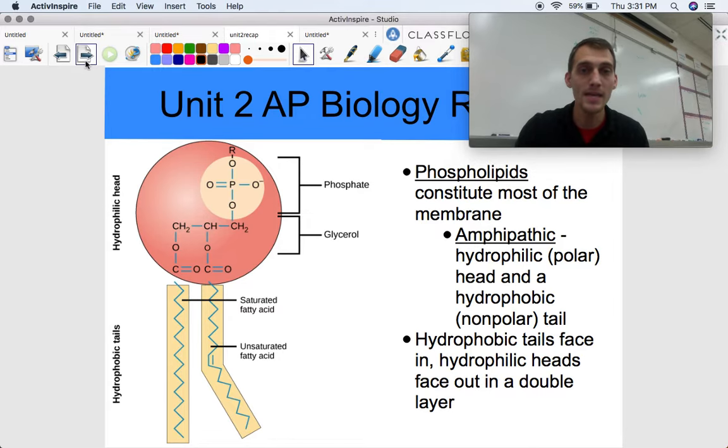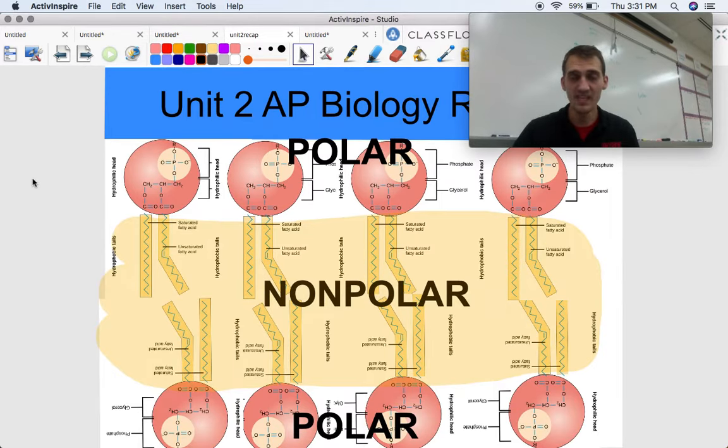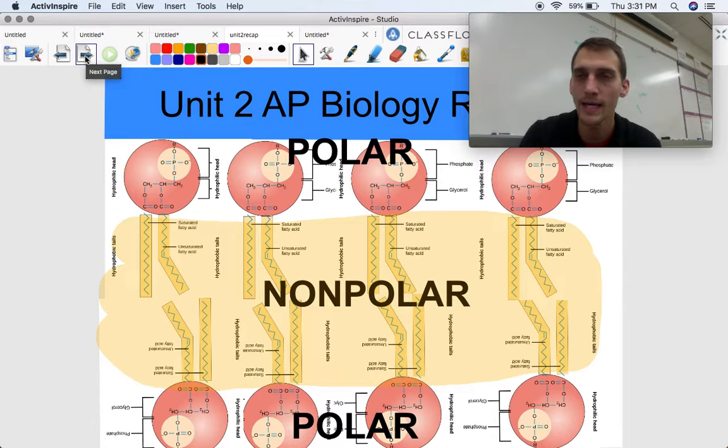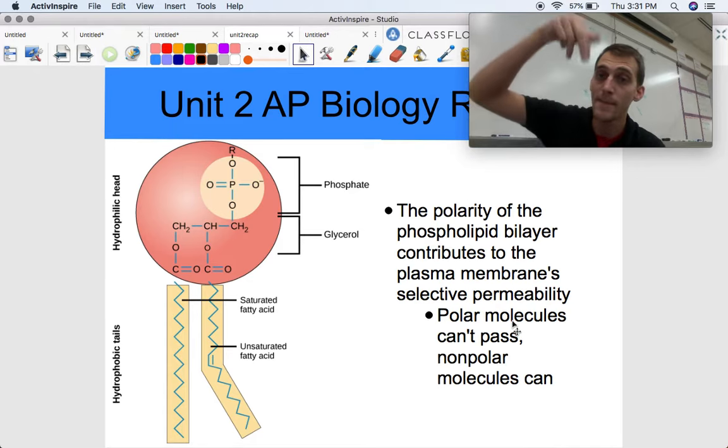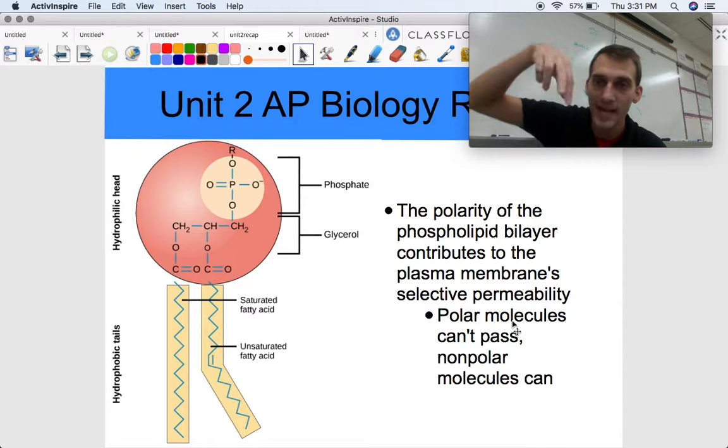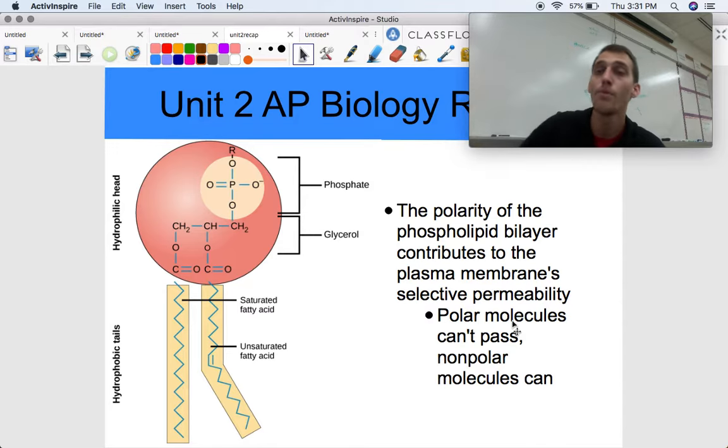So that means that, hang on, where's my page? There we go. That means that the inside of the plasma membrane, inside of the bilayer, is nonpolar, and the outsides are polar. I made this myself. Tell me it's good. But yeah, so that means that some molecules are going to have a harder time getting through than others. Say, for example, polar molecules have a hard time passing through that whole nonpolar fatty acid section in the middle, while nonpolar molecules can.